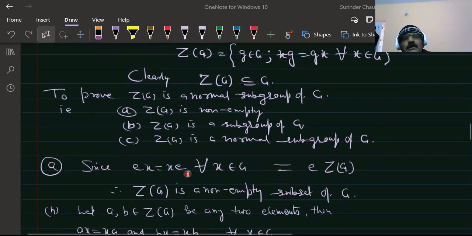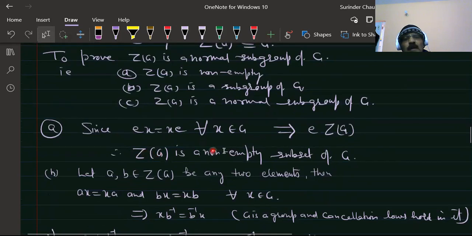Since E into X is equal to X into E, which is equal to X, for all X belonging to G, this implies E belongs to Z(G). Therefore Z(G) is a non-empty subset of G.